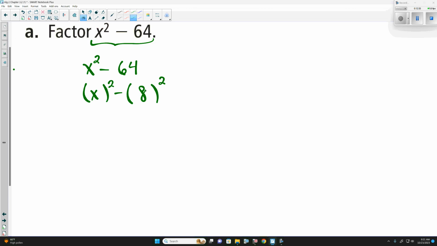In this case, a is x and b is 8. So how would this factor? Our first set of parentheses would be what? X times, yes.